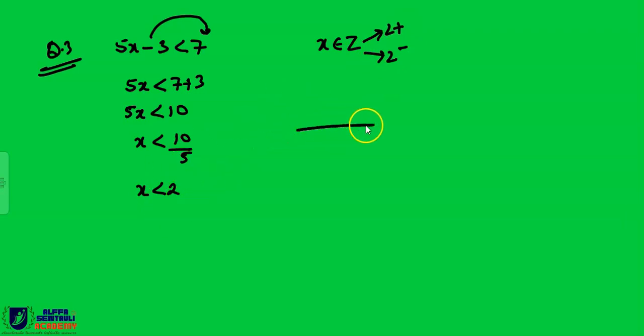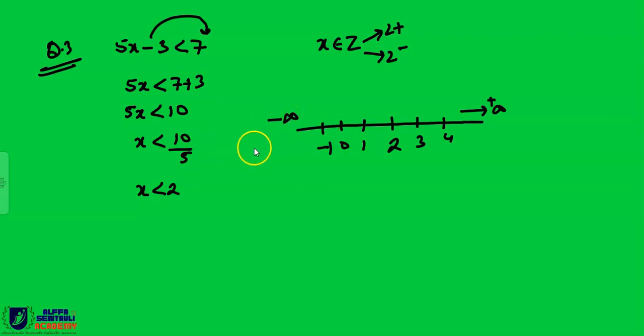Let us make a number line very quickly. Let's suppose this is our number line, and this is 2. Numbers bigger than 2 are 3, 4, 5, up to positive infinity. Numbers less than 2 are 1, 0, negative 1, and up to minus infinity. We have to take all the numbers less than 2, but they should be integers. Less than 2 means we cannot take 2 as our solution, so 2 will not be included.